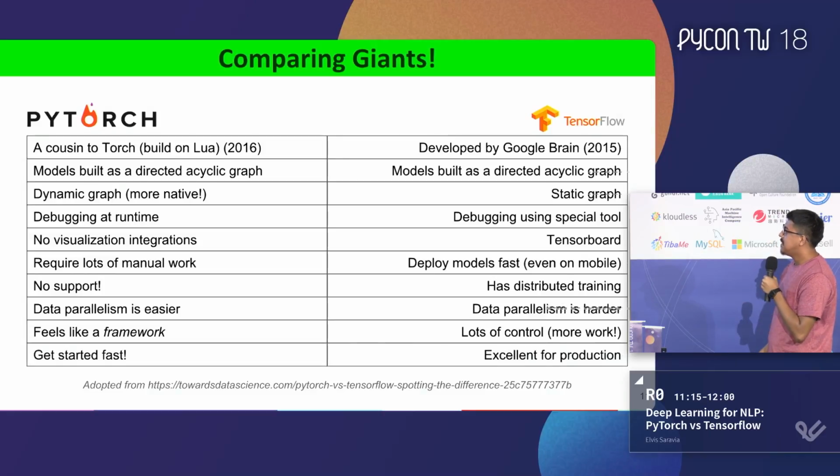So with PyTorch, you can get started very fast. And TensorFlow is excellent for production. And if you use this a lot, you will know that. That's the main difference. And you can find more information here. It's a nice little article that you can look at.